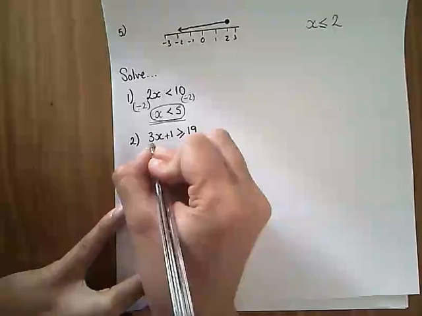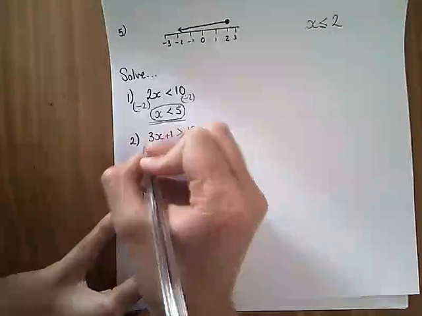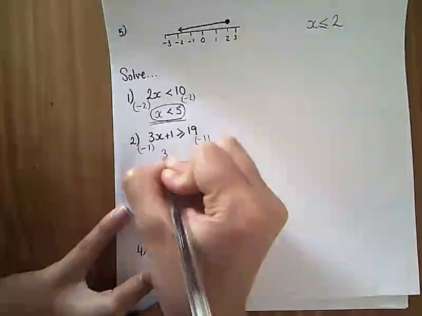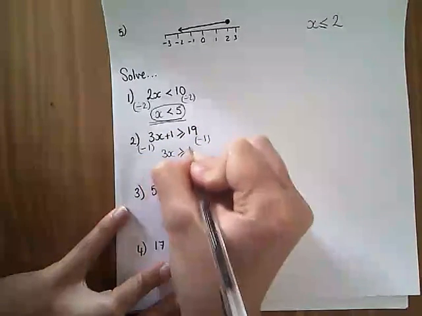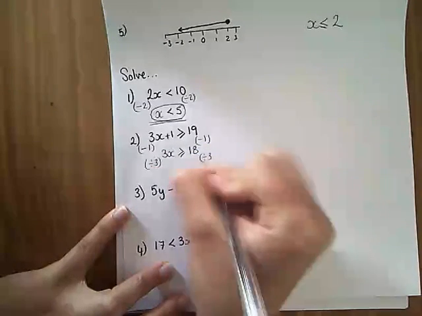So what's happening to x? It's being times by 3, adding 1. So we're going to reverse it. We're going to take away 1. So we get 3x is greater than or equal to 18. And then divide by 3. X is greater than or equal to 6.